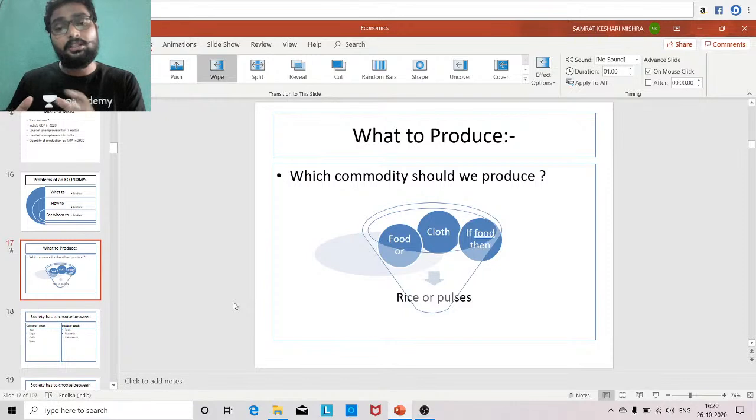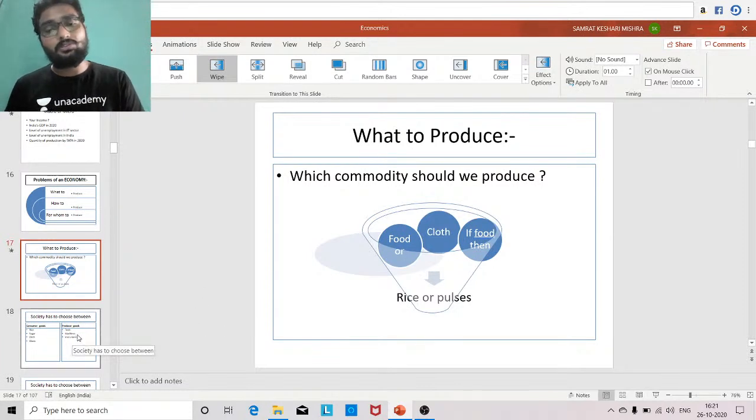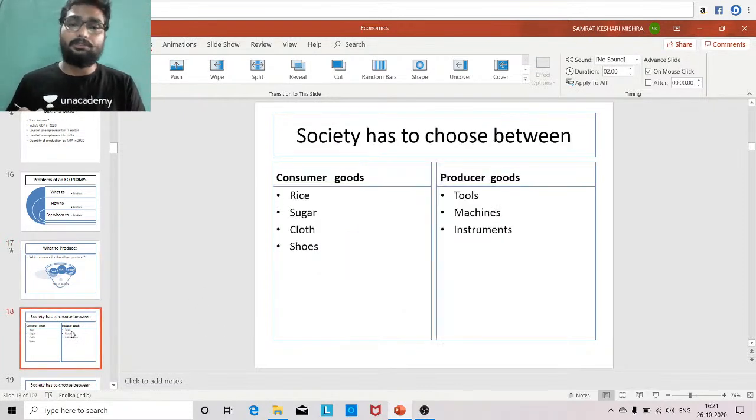Then again we need to analyze what the requirement of the public is: rice or pulses, rice or wheat. On that basis again the government will decide whether in food production to produce rice or pulses. In the same way, the government and the private sector, whoever is producing, can be the government or the private sector.